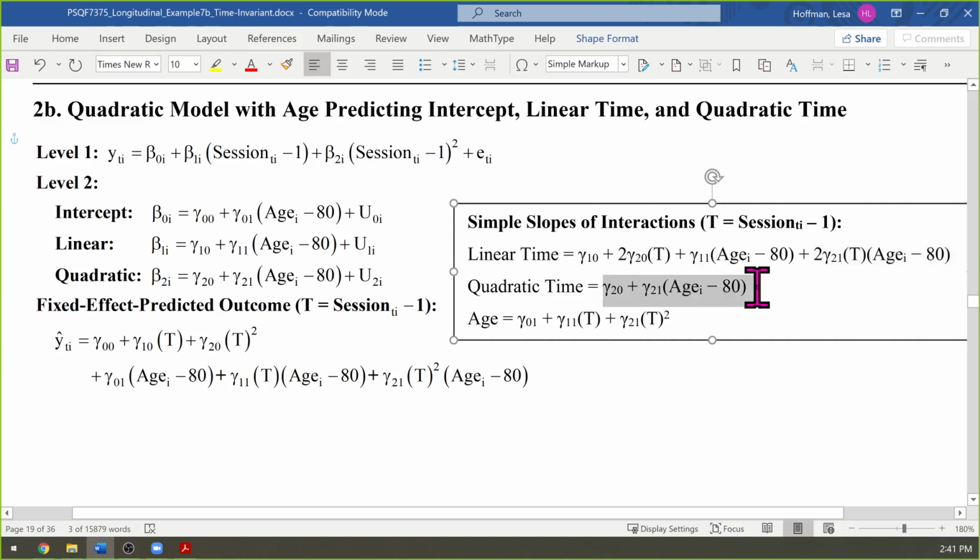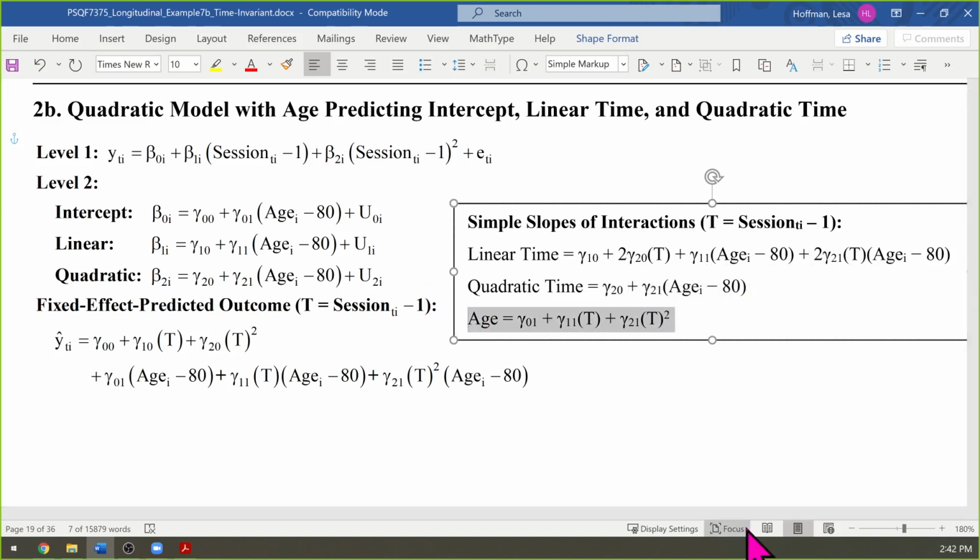Quadratic time slope is a little easier. It's just a function of whatever the quadratic time slope is as a fixed effect, and then the cross-level interaction of it with age. And then if I go the other way, rather than talking about how age moderates rate of change, I can talk about how the effect of age changes across sessions. And this model predicts that it changes quadratically across sessions. So I can unpack that by filling in a value for time for each session to see what the instantaneous effective age would be at each session.